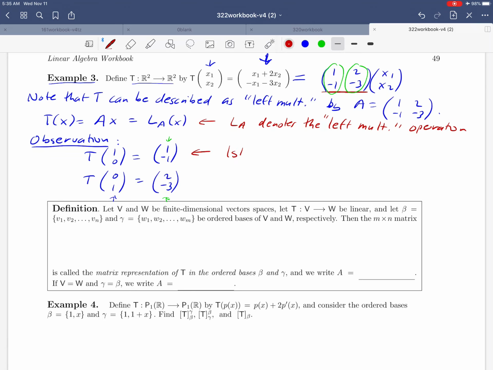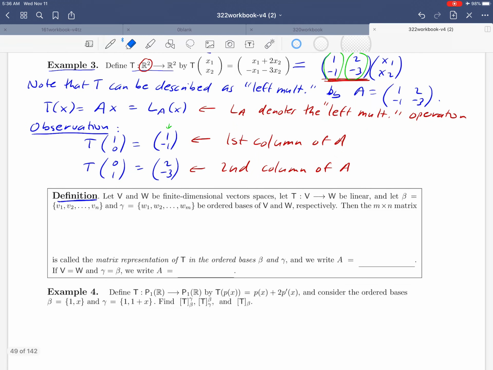So let's write that down. This is the first column of A, and this is the second column of A. So this matrix A contains all of the information of our linear transformation. We can get that matrix by just substituting in basis vectors, vectors in a basis that build our domain. It turns out we can play this type of game for any linear transformation that goes between finite dimensional vector spaces. That's what this definition is about. So let's read through the definition, using example 3 as a motivation here.